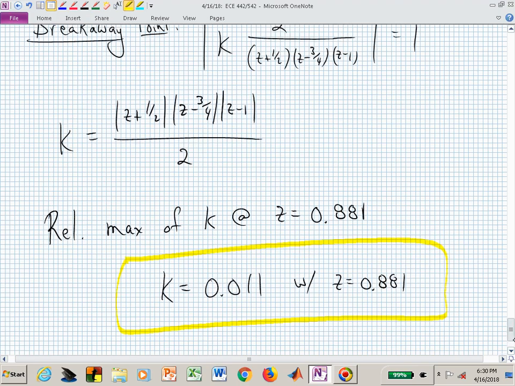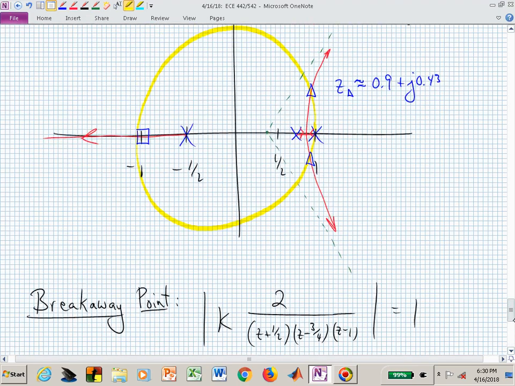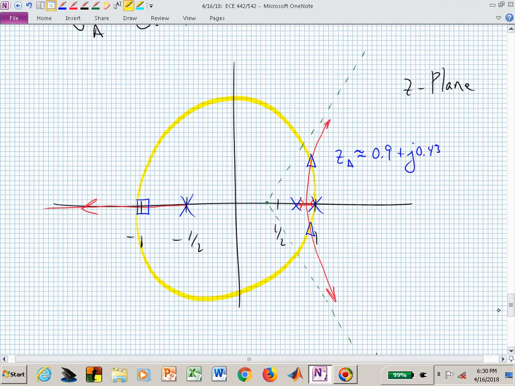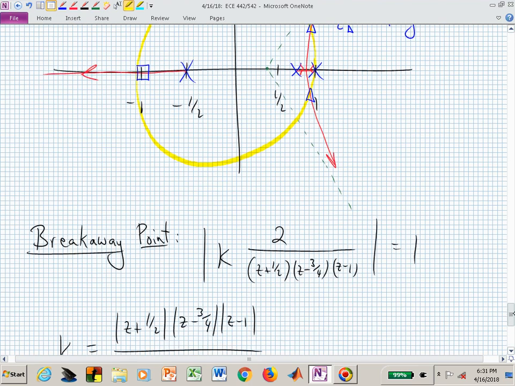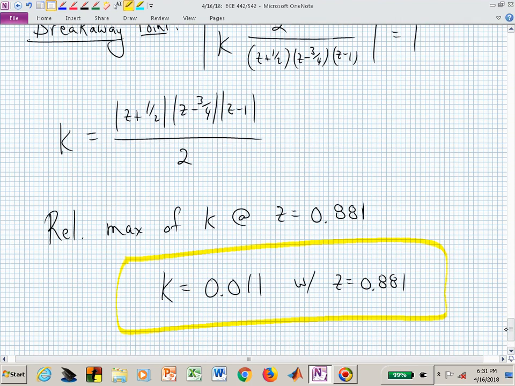What should we do next? Well, it might be nice to know where the k value is to get to the triangles. How big is k to get to the triangles? We know it's bigger than 0.011, right? Because 0.011 gets us to the breakaway. We have to crank it up more to get to those triangles.